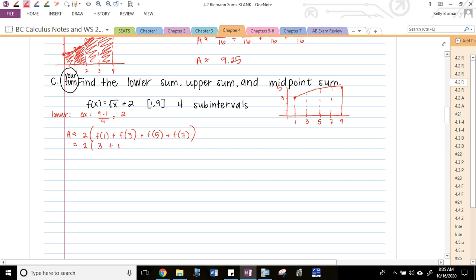3 plus radical 3 plus 2 plus radical 5 plus 2, radical 7 plus 2. I'm going to leave my answer exact here. All those numbers add up to 9 plus radical 3 plus radical 5 plus radical 7. So that is our lower area. If this were on a calculator part, you could go ahead and approximate that.